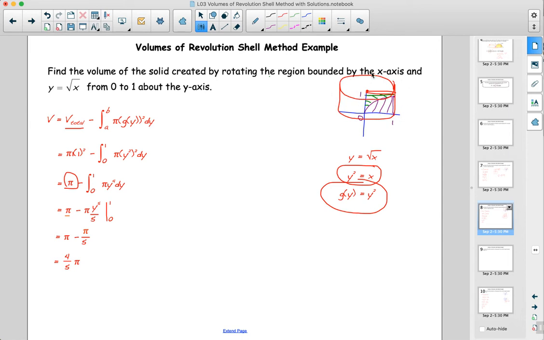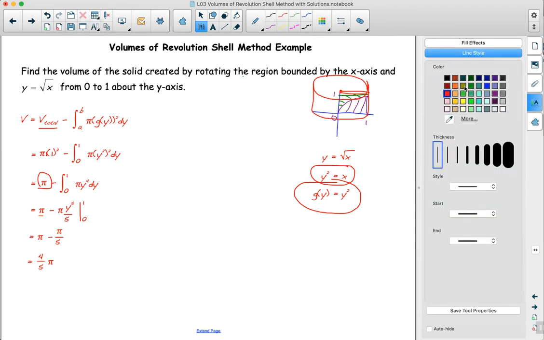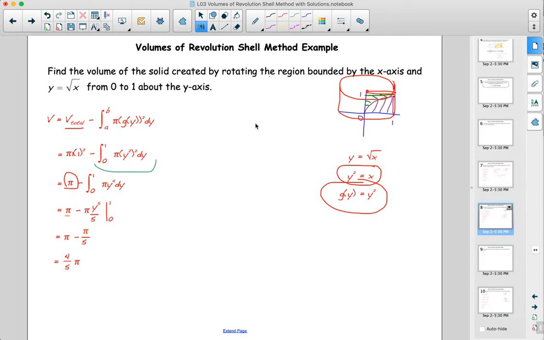If you spun that around, you're just going to get one huge cylinder. I don't know if I called it a rectangle before. If I did, I meant cylinder. One whole cylinder, and the volume of that cylinder would be pi times 1 squared, which is pi. And then I'm going to take away the volume created by the green region. And the volume created by that green region, I'm going to change my pen to green, would be this bit right here. And now let's see if we get the same answer.